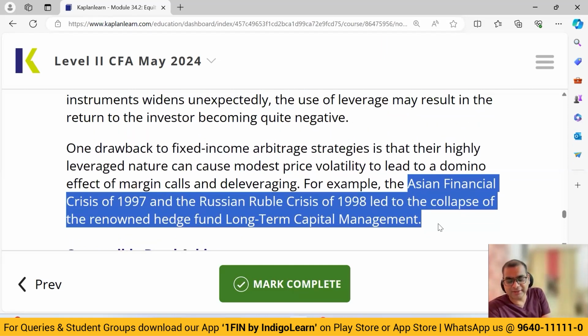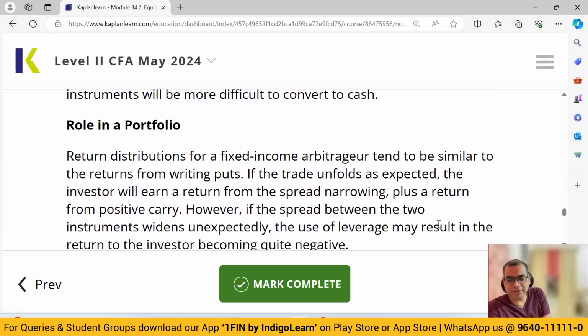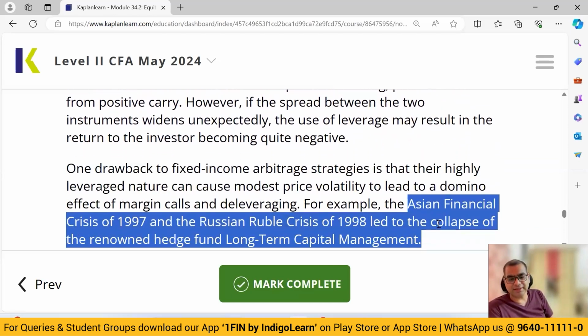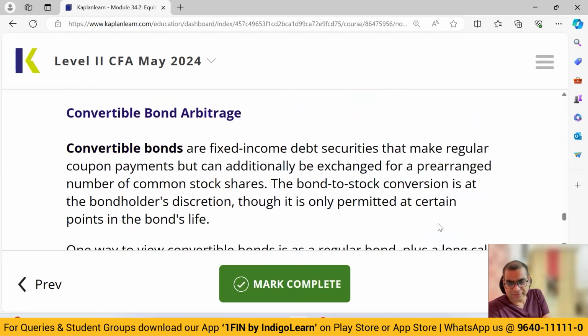Please write in beside, I think, what is this? This is role in portfolio. You can write this thing that modest volatility has domino effect. Role in portfolio, modest volatility has domino effect. Okay.